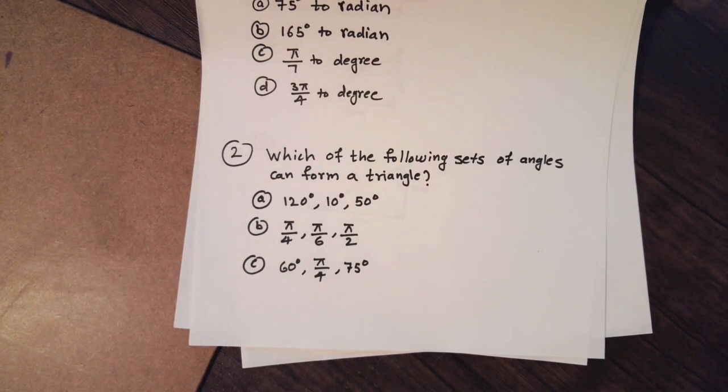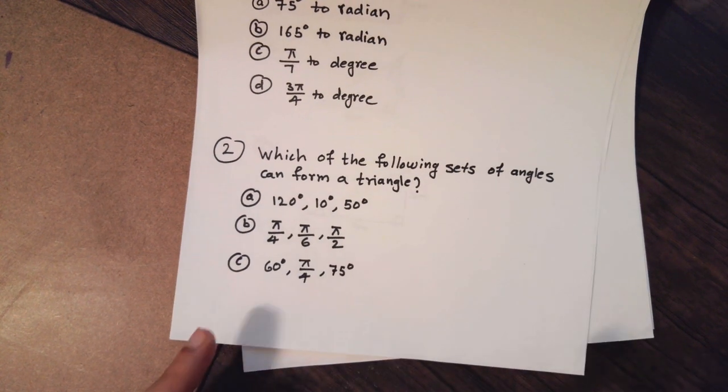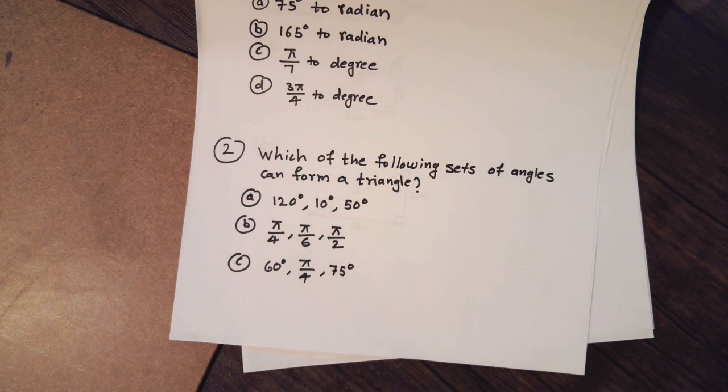Okay, so let's use that property here for these. What do we have to do? Can these form a triangle? You have to add them up and see if they add up to 180 degrees or pi, and that way you can tell whether they can form a triangle or not. So okay, let's do that.